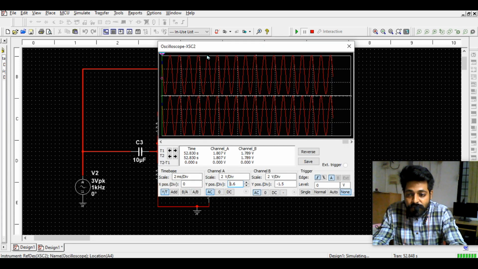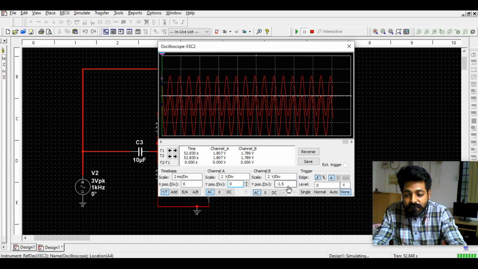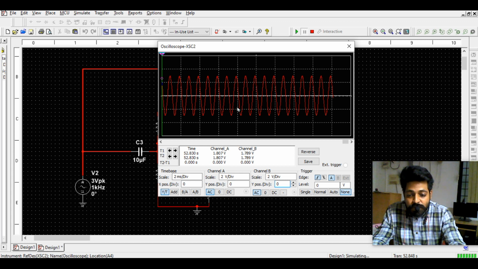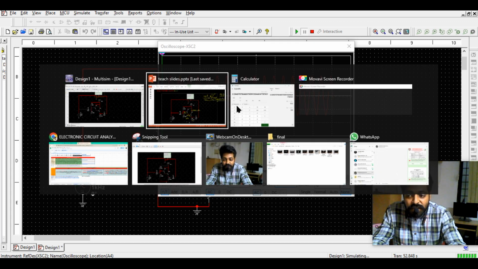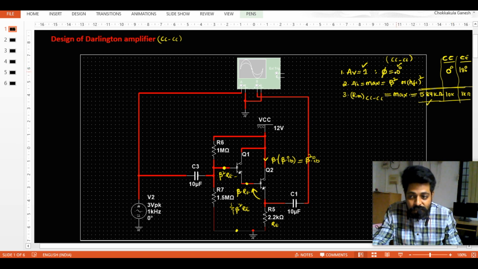Input and output should be in the same phase, to be verified by bringing both to the 0 axis, at a DC level of 0. If I bring them to the same level, the input and output overlap each other. So I can say the phase shift from input to output is 0 degrees. Exactly as I got the phase shift 0 in the CC, I get the phase shift again 0 here in the Darlington also.